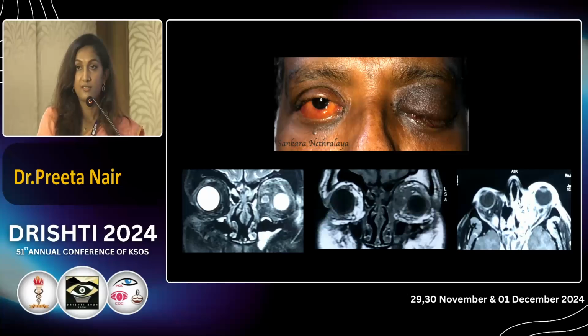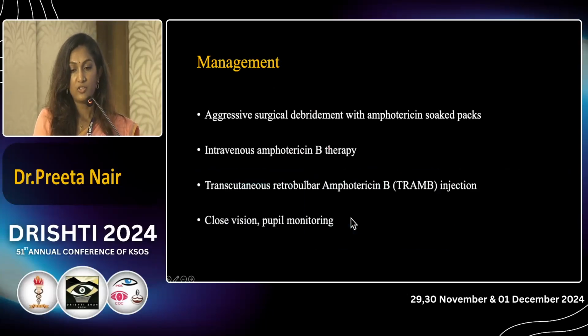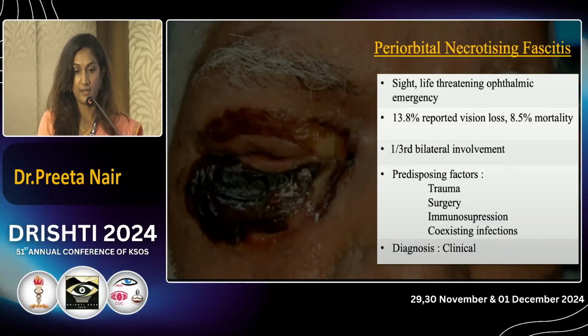In such a case, this patient had to undergo exenteration of the left orbit because the lesion was extending towards the brain. In the right orbit, you could also see the lesions. In this patient, an aggressive surgical debridement was done and he was also started on intravenous amphotericin B therapy. Transcutaneous retrobulbar injections are also recommended. Close vision and pupil monitoring is important in all these cases.